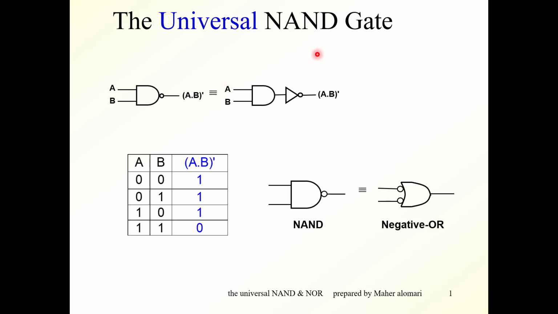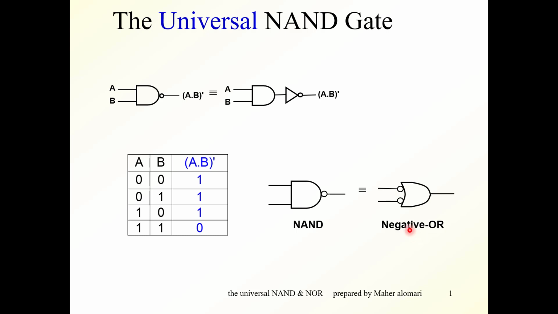The universal NAND gate. You remember that the NAND gate is an AND followed by an inverter, and the output of that is equal to A ANDed with B, complemented. And this is the truth table for that. This here is another way to represent the NAND gate.